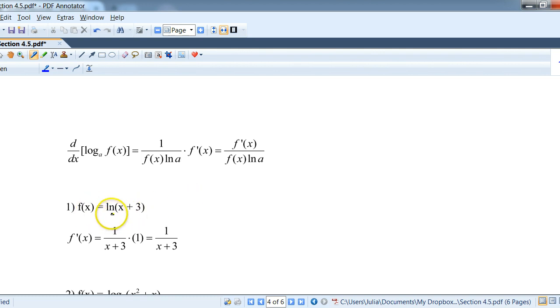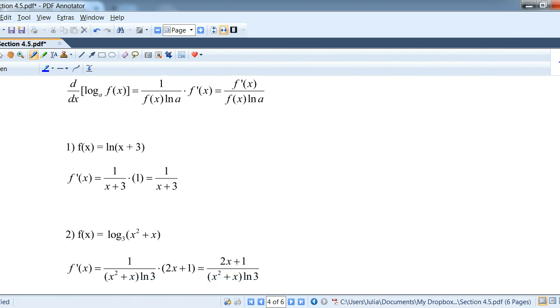So let's take a look at ln of x plus 3, for example. So we get 1 over x plus 3 times the derivative of x plus 3, which is 1. So we simply get 1 over x plus 3 here. Nothing to cancel. What about log base 3 of x squared plus x?